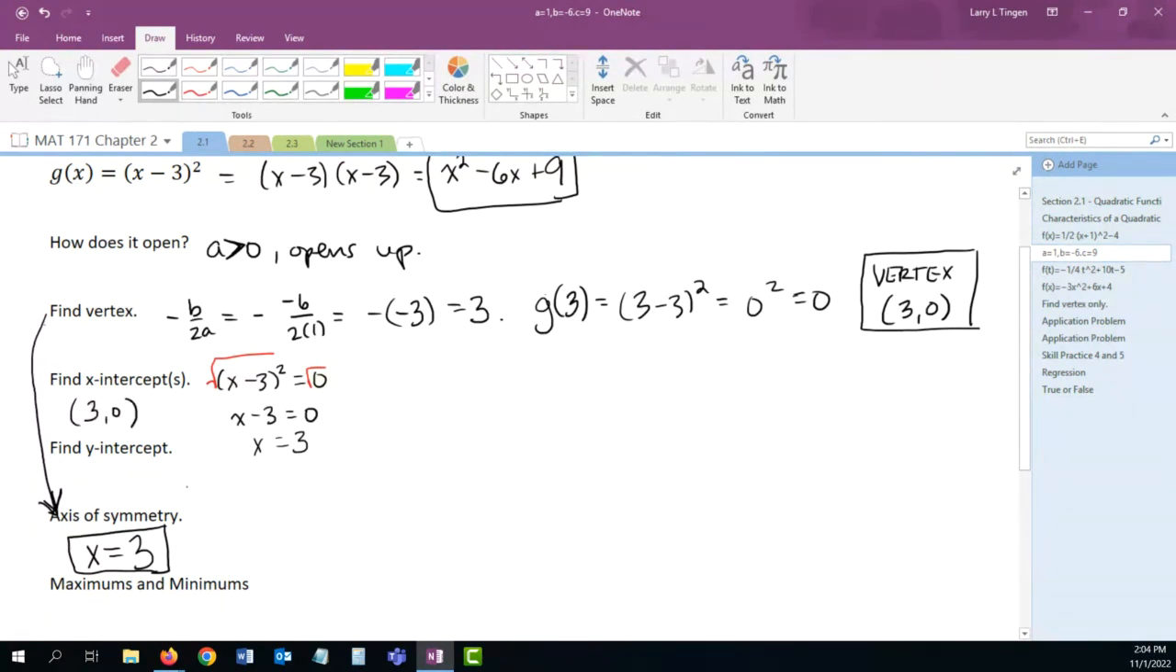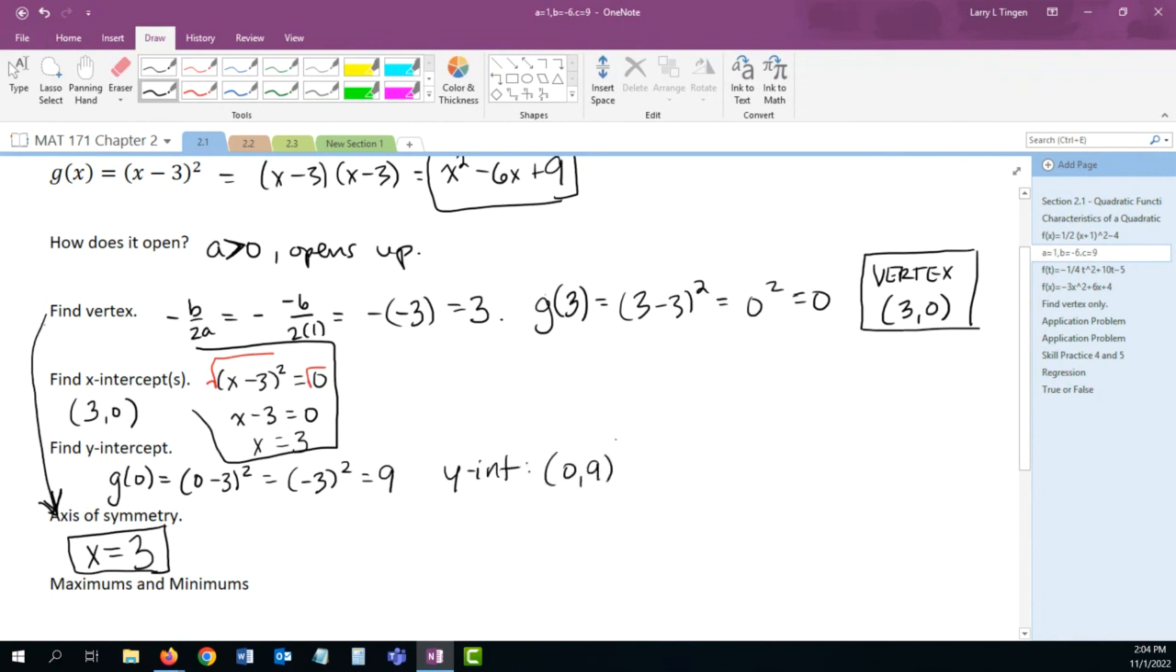How about the y-intercept? What do I do for that? I take my original, I let x be 0, and I see what I get. 0 minus 3 squared. 0 minus 3 is -3. -3 squared is positive 9. So I'm looking at a y-intercept of 0, 9.